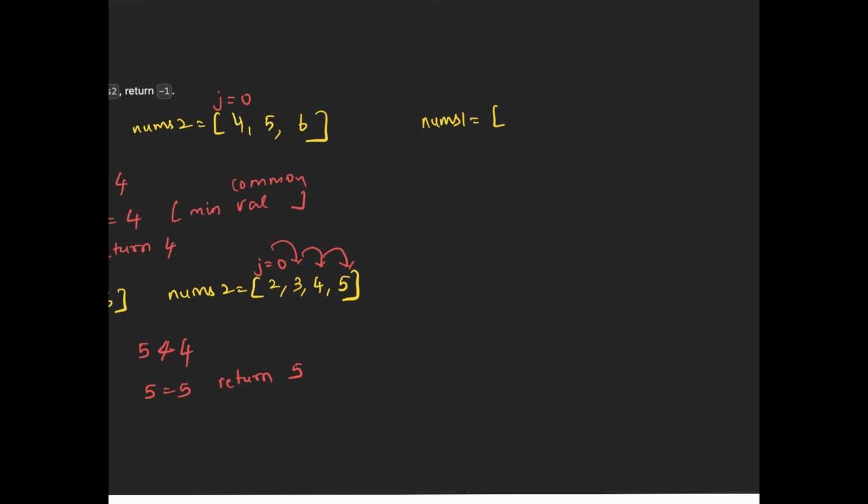In this scenario, there are no common elements between two arrays. We keep incrementing the i pointer through the first array as nums1 of i is smaller than nums2 of j. Once i reaches the end of the array and no match is found, we return -1 to indicate there is no common integer.